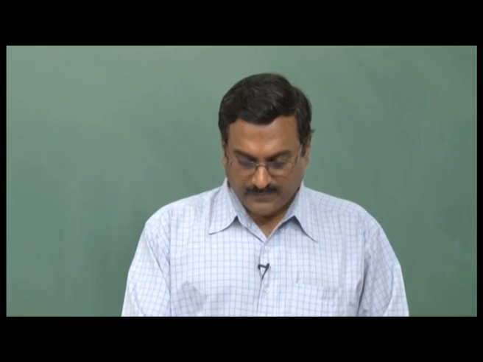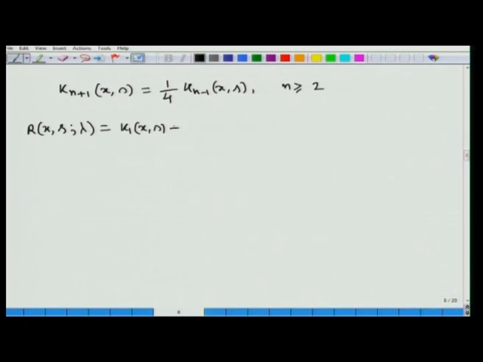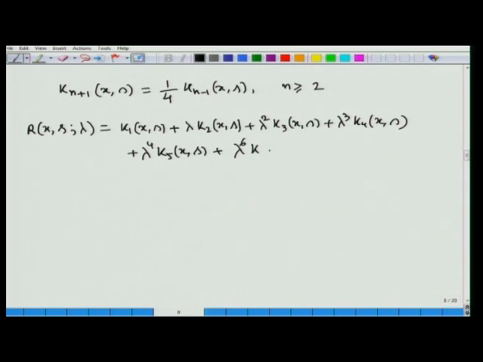So, this is equal to k1(x,s) plus lambda k2(x,s) plus lambda square k3(x,s) plus lambda cube k4(x,s) plus lambda to the power 4 k5(x,s) plus lambda to the power 5 k6(x,s), plus dot dot up to infinity. It will be lambda to the power 5, not 6.